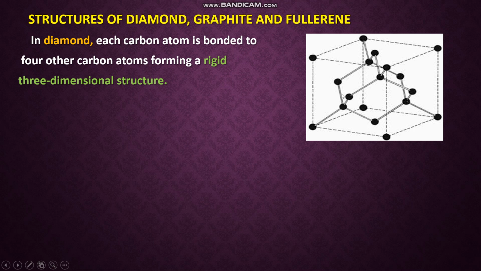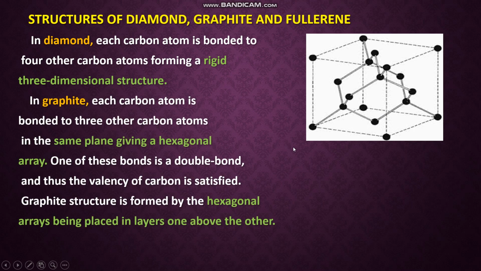The reason for the hardness is its structure. This is called a tetrahedral structure, which you are going to learn in detail in higher classes. So, this one carbon is bonded with 4 other carbon atoms. They are in different planes. So, this is a 3-dimensional structure. Now, let us see graphite.